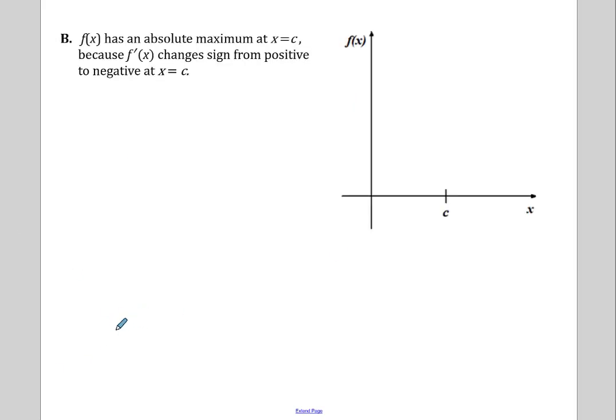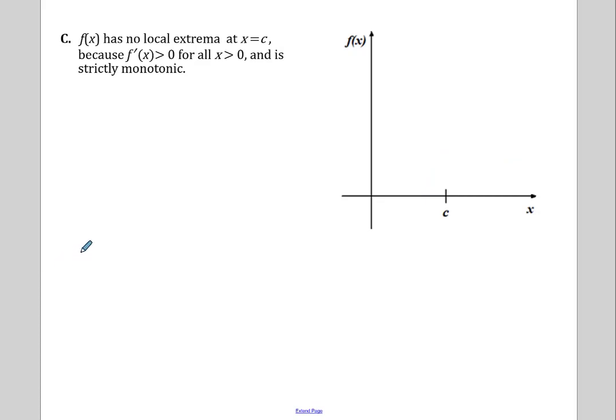And letter B says f of x has an absolute maximum at C because the derivative changes from positive to negative at C. So that's easy. That's the same thing, only different, right? So right here at C, the derivative changed from positive to negative.